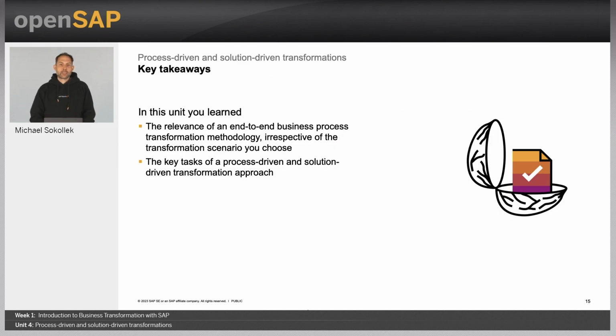So let me summarize by having a look at the main key takeaways. First, our end-to-end business process transformation methodology is relevant to all transformation scenarios. Second, our methodology supports the individual needs of a process-driven as well as a solution-driven transformation. I'm really looking forward to seeing you again in our next unit.